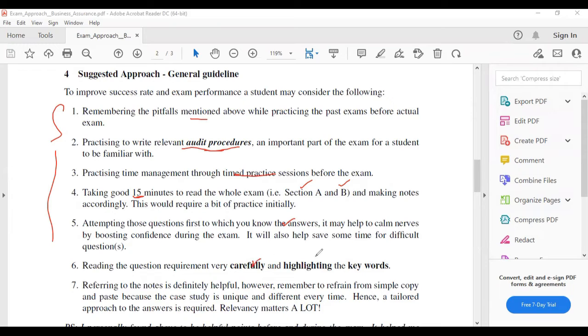As I said, read the question carefully and highlight the keywords. You need to understand that jargon, because the jargon actually means something. It has a meaning. It's not normal English, right? So you would have to understand that too.